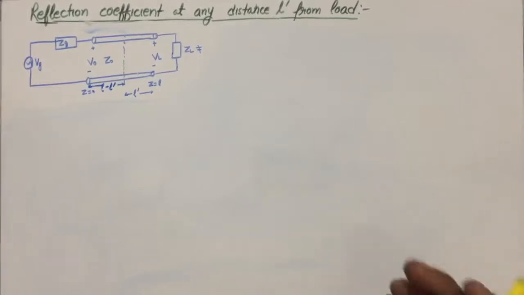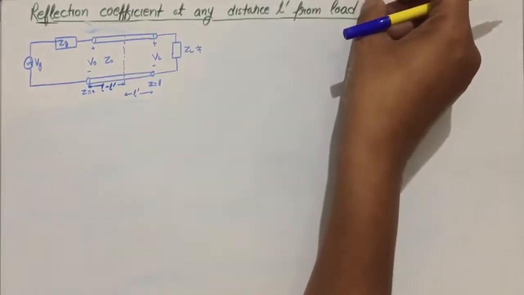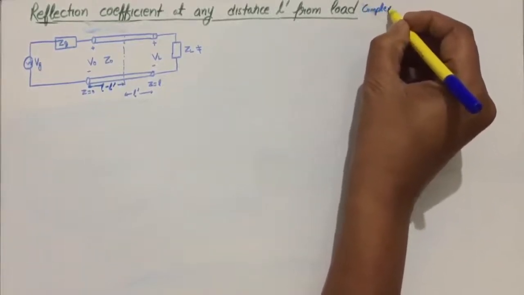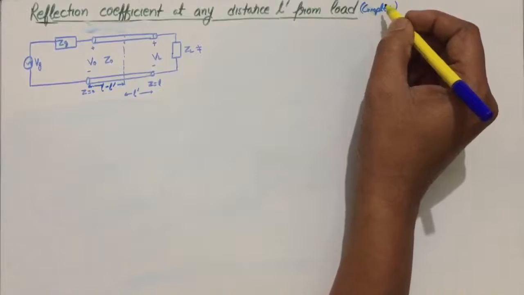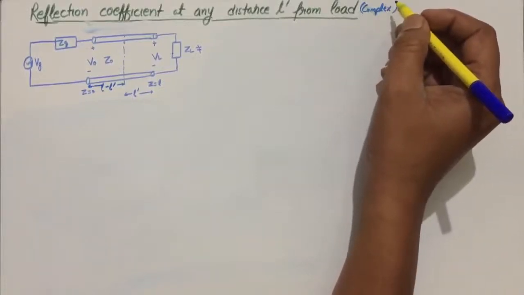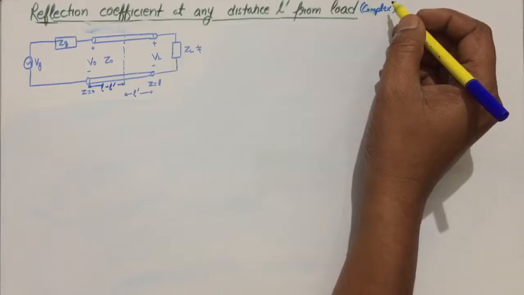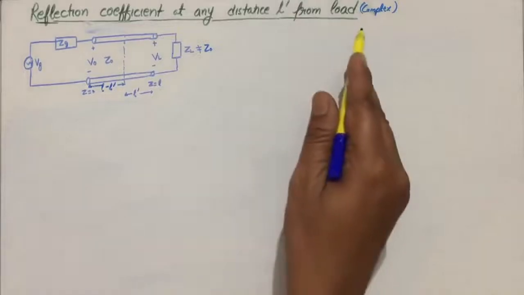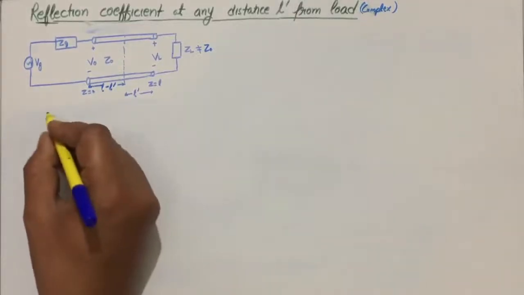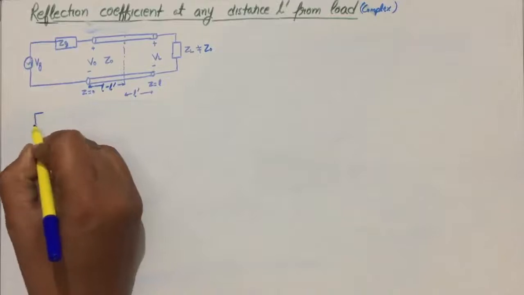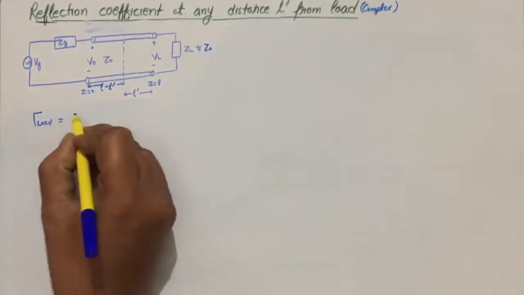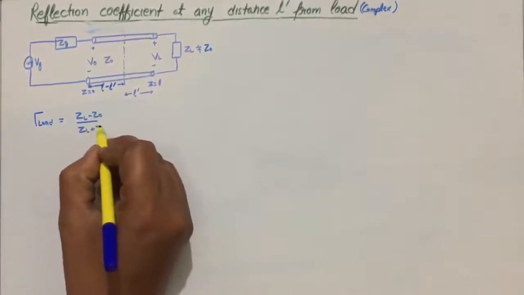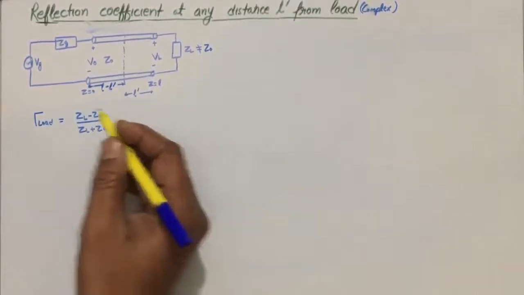Now let us consider the load is complex, that is RL, RLC, LC, somewhat like that, not only a resistive load. So in that case, if the load is complex, then the formula will remain the same as it is: ZL minus Z0 divided by ZL plus Z0 for the reflection coefficient.